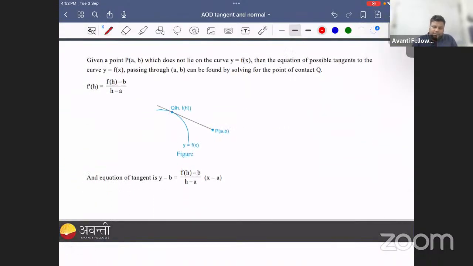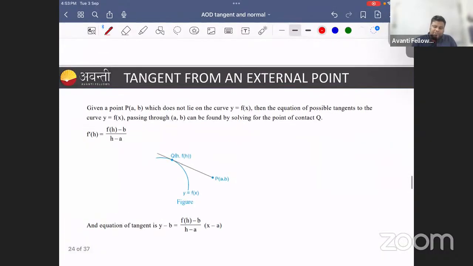Now, given a point P, A comma B, this is tangent from an external point. Sometimes you are required to find the tangent from an external point, so what do we do? Given a point P, A comma B, which does not lie on the curve y equals f x, then the equation of possible tangent to the curve y equals f x passing through A and B can be found by solving for the point of contact Q. Got it? So how do we do it?